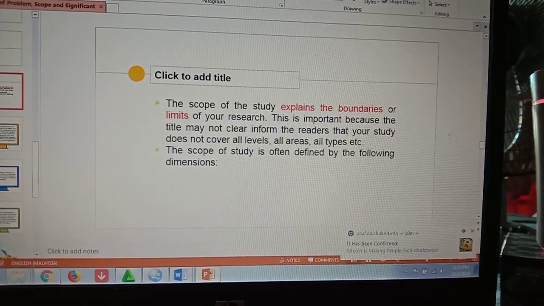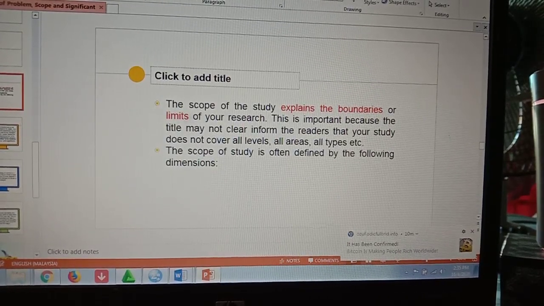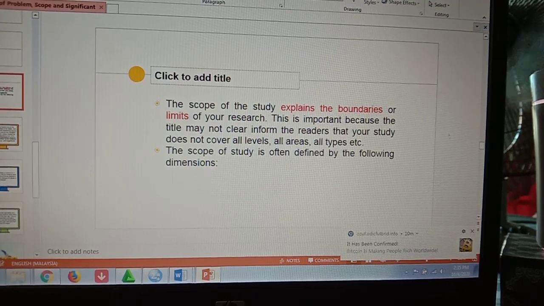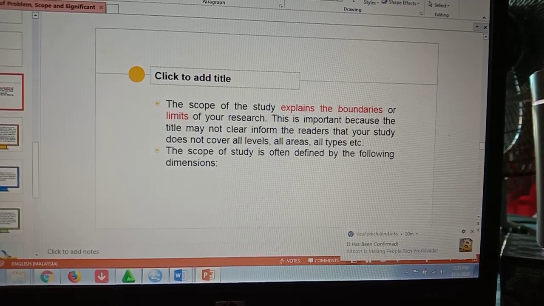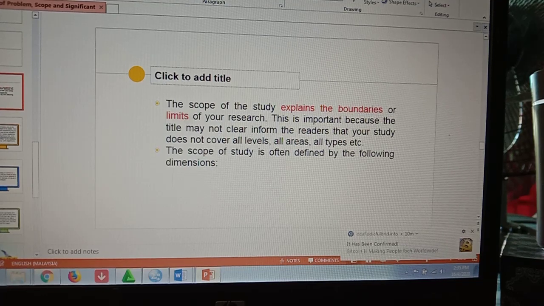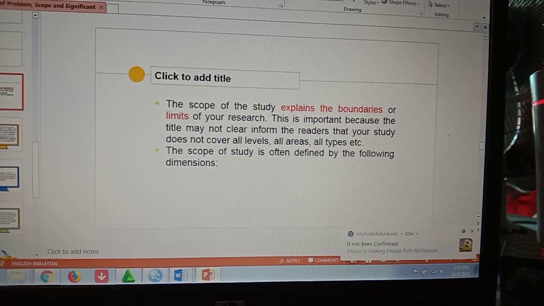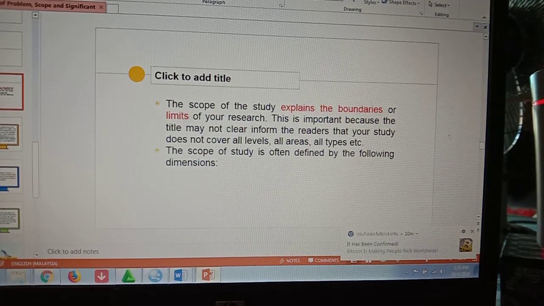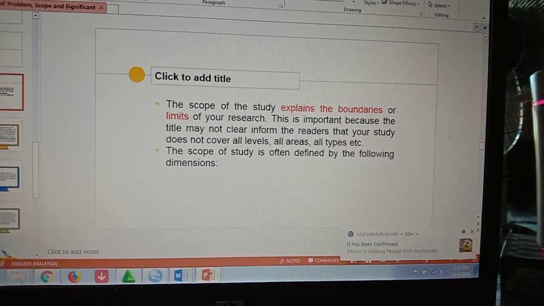Okay, before this, when we construct a title, the length of the title cannot be too long. For example, a good research title: to examine the factors influencing stress among UiTM Seremban students. Full stop. This is my title, because the title cannot be too long. So when we read the title, we do not know the scope, whether the study is conducted among undergrad students or postgrad students. We do not explain that in the title.